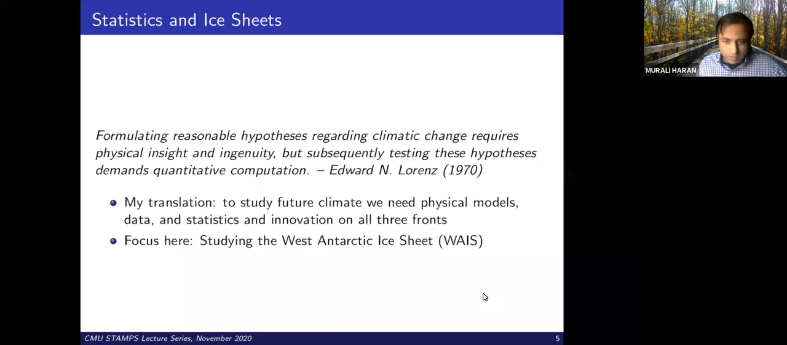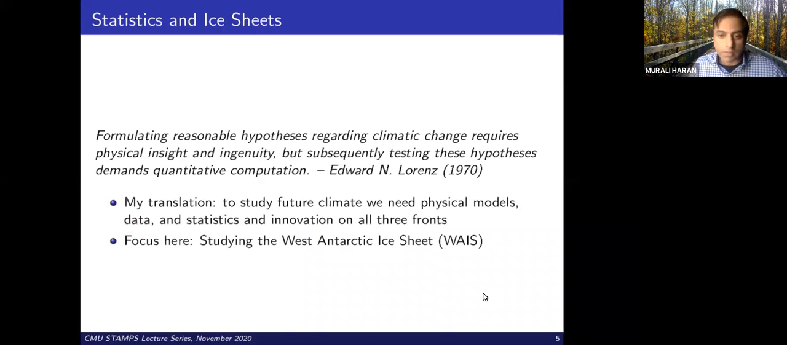So my translation, which is just restating this in the context of climate, in terms that all of us will recognize: to study future climate, we need physical models, data, and statistics. So statistical thinking, and then the physical models. The physical insight has been translated into physical models, and the quantitative computation is that you need data and then statistical methods, and then you need to do something.